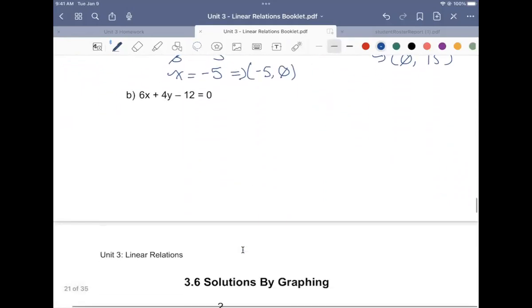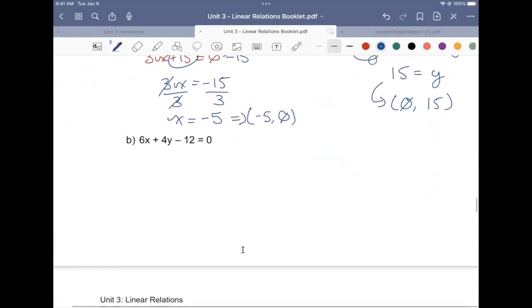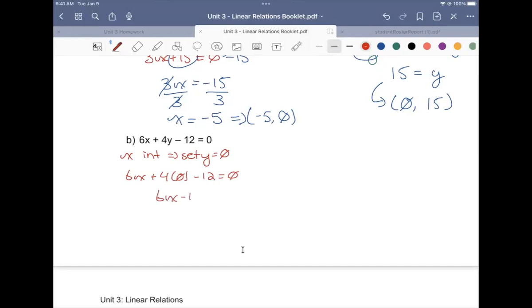Awesome. We're going to do another example of that, and then we are done for this lesson, which is going to be 6x plus 4y minus 12. So when I do this, again, I'm going to start off by looking for my x-intercept. So we're going to set y to equal 0, and I will get 6x plus 4 times 0 minus 12 equals 0. Simplify that down just to get 6x minus 12 equals 0.